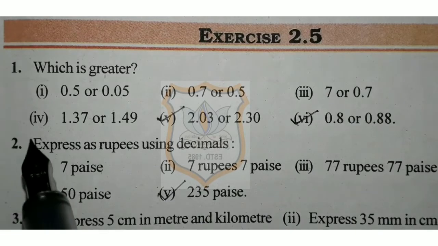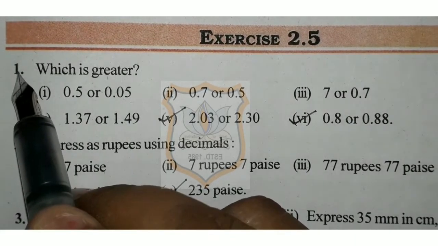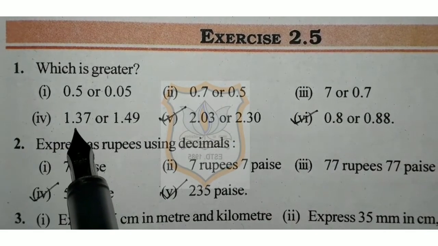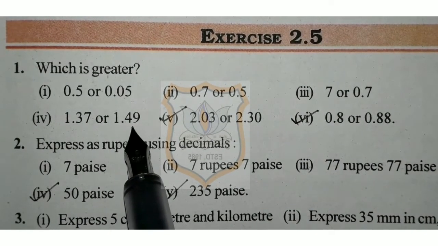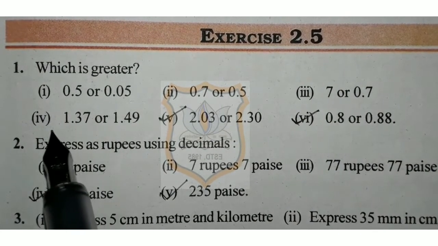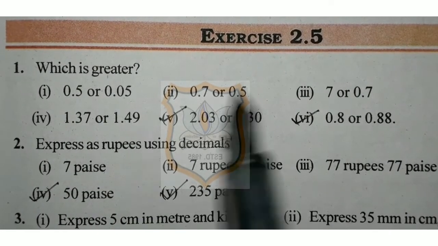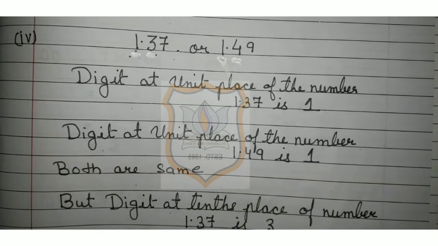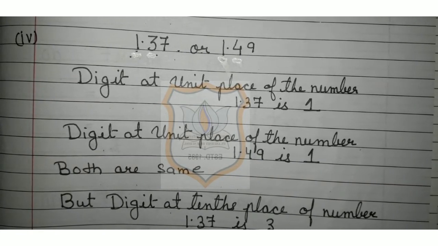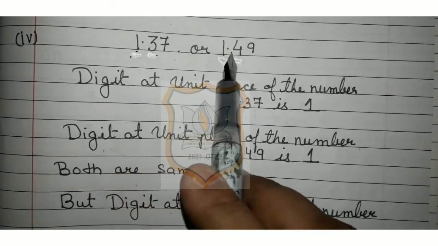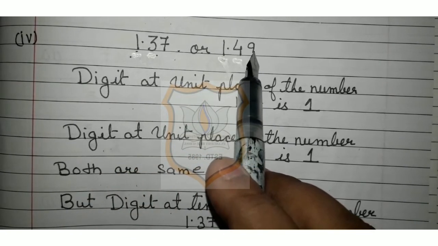Now, we will solve part 4 of question number 1, exercise 2.5. Part 4 is 1.37 or 1.49. You have to tell whether 1.37 is greater or 1.49 is greater. Let's solve part 4 of question number 1.